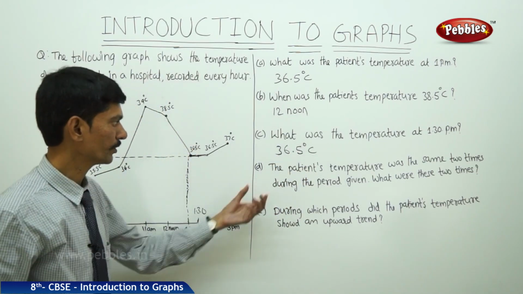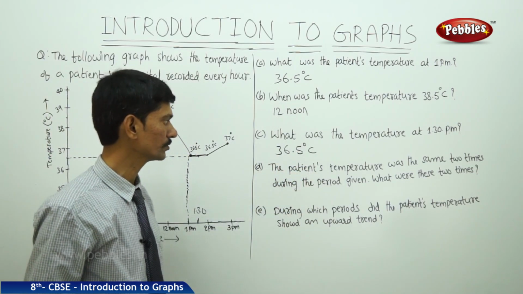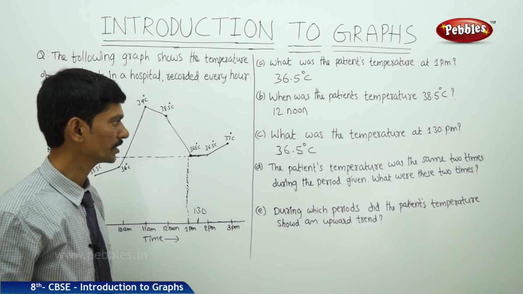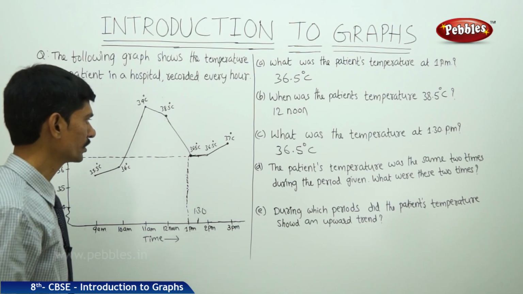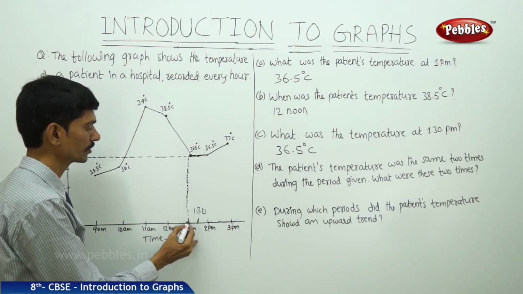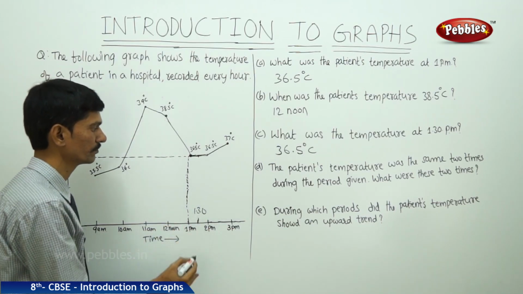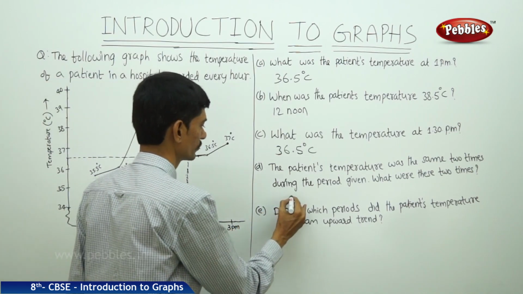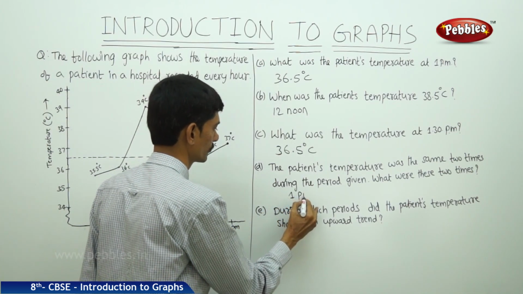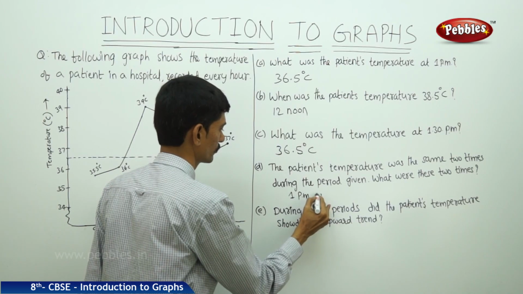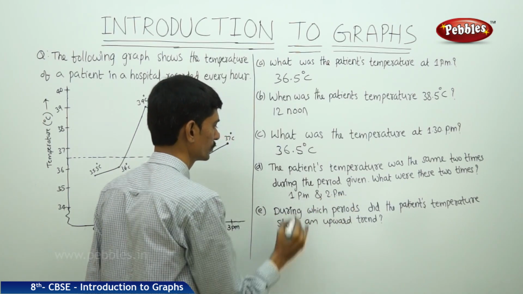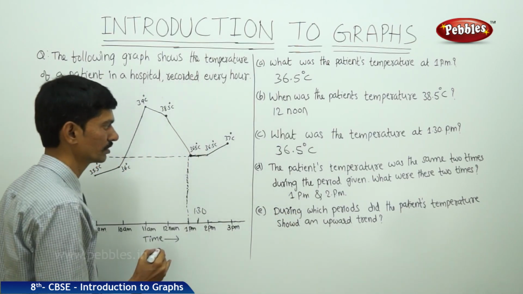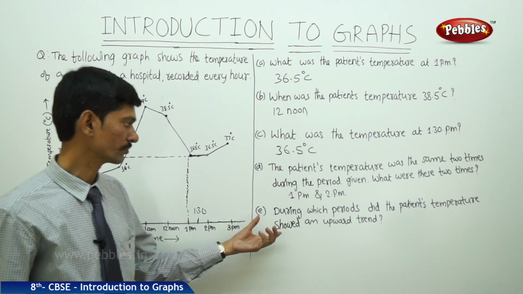Now the next question, the patient's temperature was the same 2 times during the period given. What were these 2 times? So the patient's temperature was the same 2 times, at 1 p.m. and at 2 p.m. So at these 2 times the patient's temperature was the same.